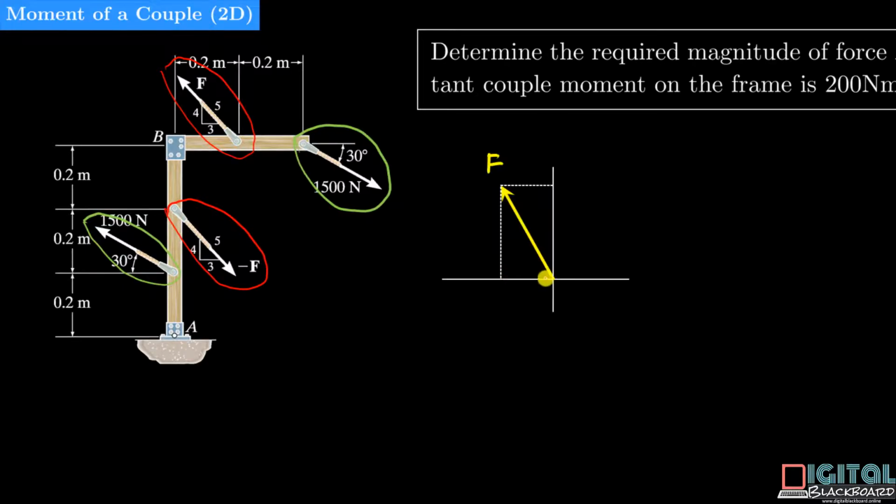So using the same strategy as in the previous question, we look at this force now here, and we resolve this force into its vertical and horizontal components. So this is the vertical component in orange, and the magnitude of this force is 4/5F. This is the horizontal component pointing to the left, and the magnitude of this horizontal component is 3/5F.